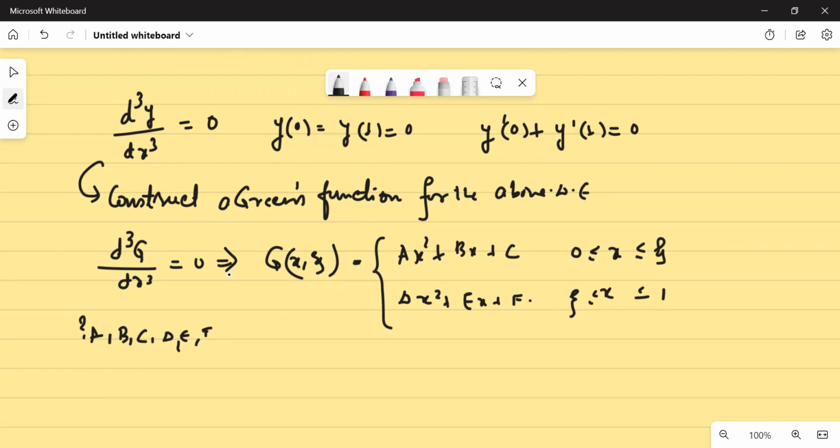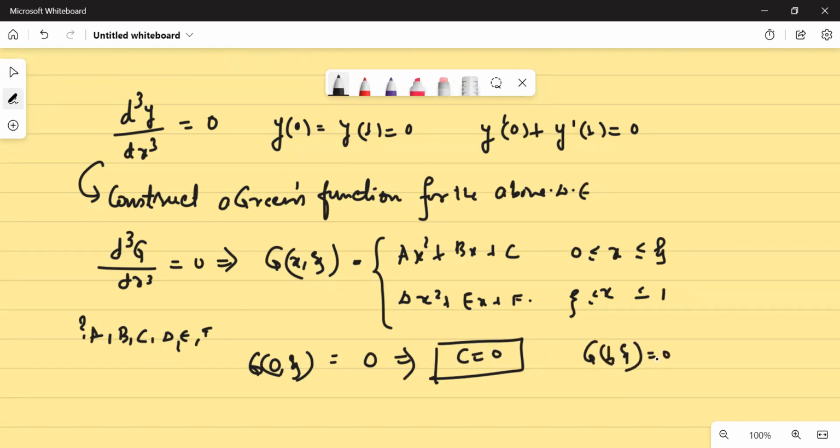I will require these conditions to find the relation between the constants. So if I use the first condition, that is g at x equal to 0, your g must be equal to 0. What will it yield me? It will yield me that my c is equal to 0. Is that clear? And if I say my g at 1 comma zeta is 0, that implies d plus e plus f must be equal to 0. So there are two conditions till now.